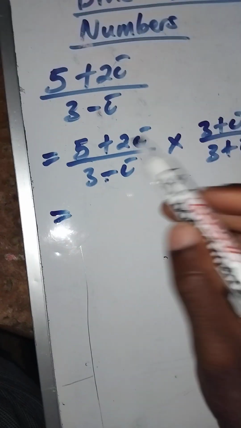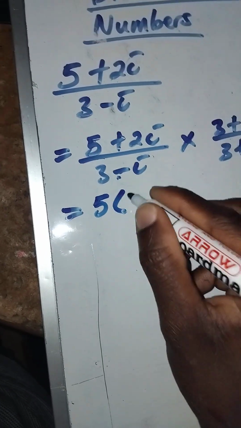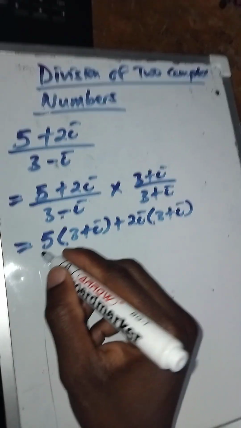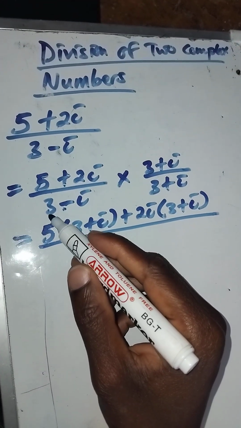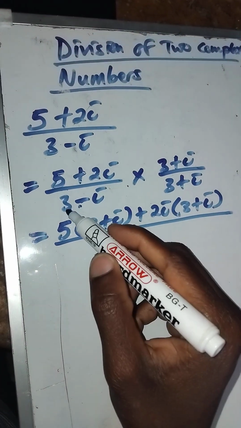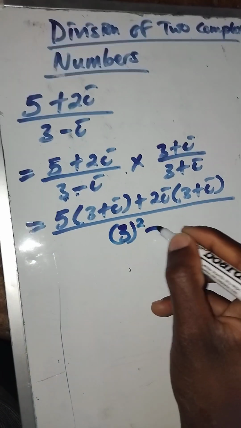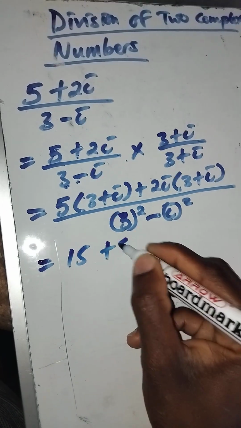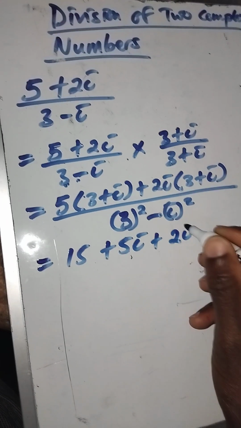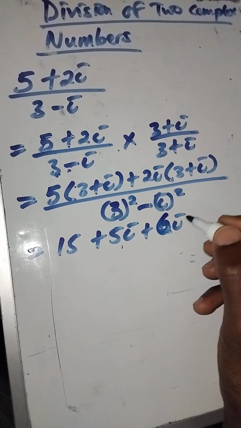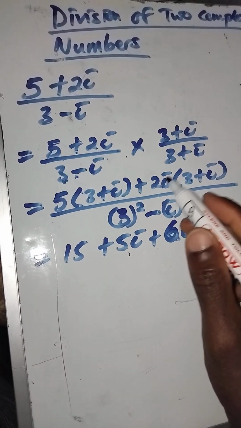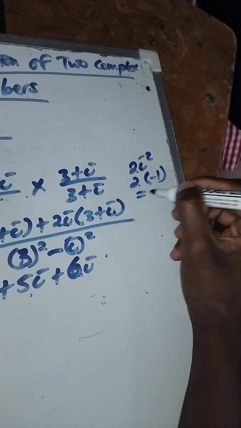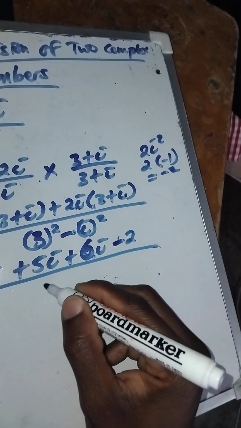So now we are going to multiply this out. 5 multiplied by 3 plus i, then plus 2i multiplied by 3 plus i, over the denominator. You can expand each times each, or use the difference of squares, 3 squared minus i squared. Expanding, we get 15 plus 5i plus 6i, then 2i times i gives 2i squared. Remember i squared is -1, so we get -2, over 9.